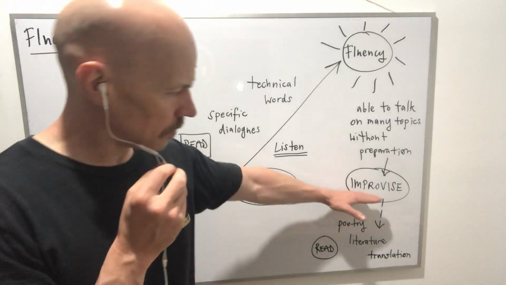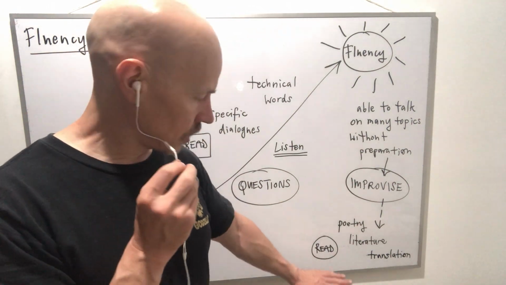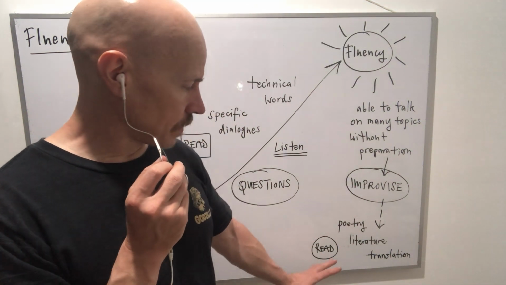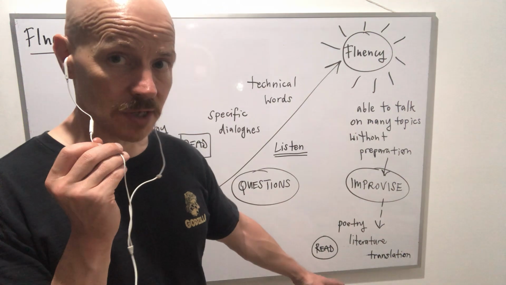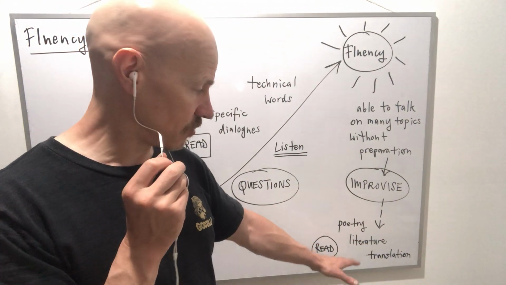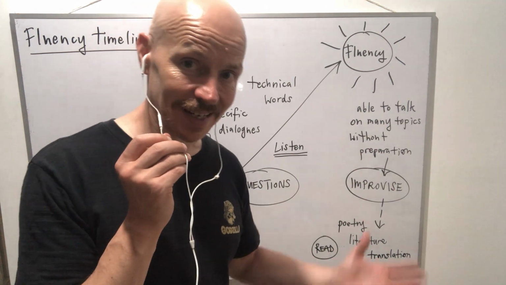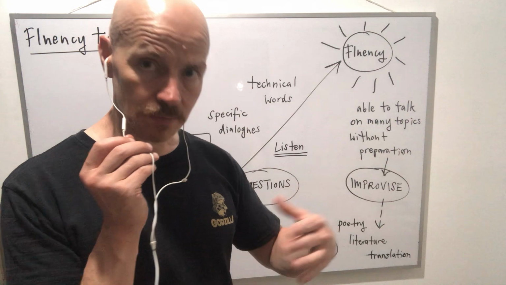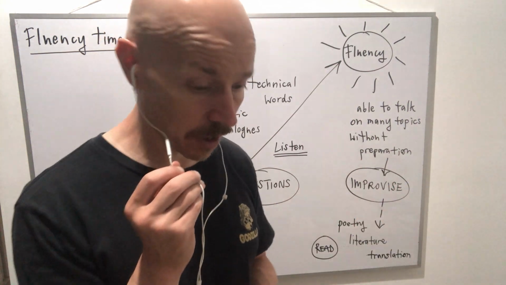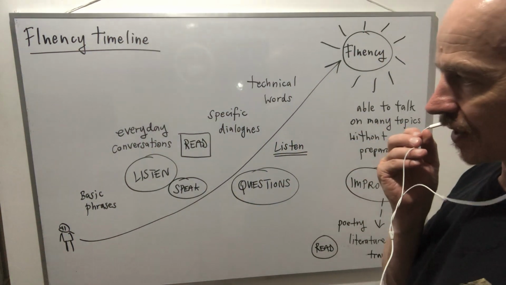And probably if we go beyond that, the very end of our language journey is when we're able to read more complicated text without too much difficulty, let's say things like poetry, literature, and maybe even get to the point where we can quite easily translate from these back into our own native language. But let's have a look at the timeline. So here we go.